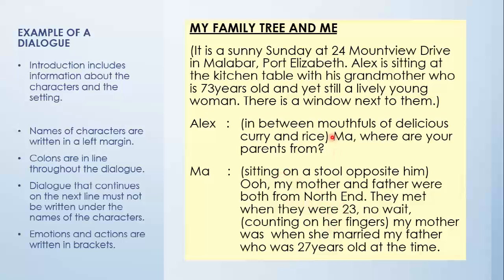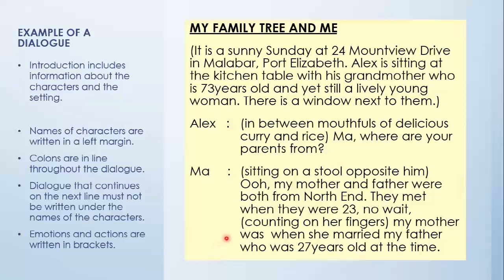So, we can see immediately there are our brackets which tell us what is happening. Here in these brackets, we can see exactly what the grandmother is doing. She's busy counting on her fingers. So in my mind as the reader, I automatically see what the grandmother is doing. Now, very important to note when we're writing our dialogue, you can see that my colons here are all in a line, and this needs to continue even when you turn over the page.